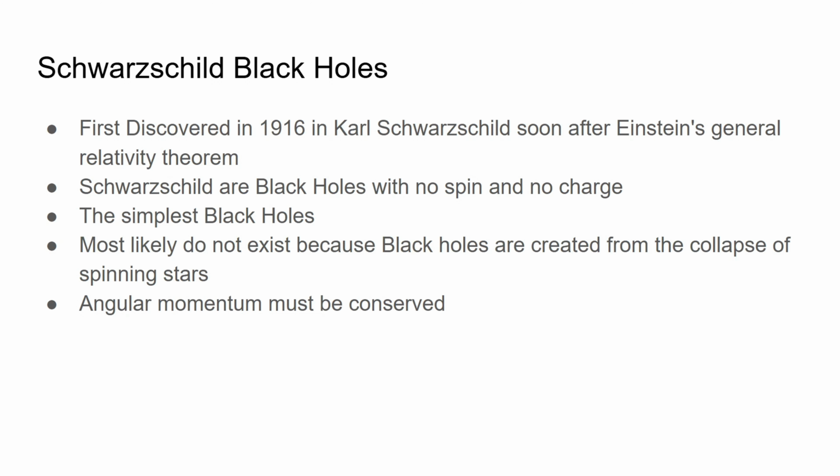Because black holes are created from the collapse of spinning supermassive stars, we all know that angular momentum must be conserved. So when the star goes supernova and condenses and collapses into a black hole, that momentum is still conserved. Therefore, the black hole will continue to spin, and spin even faster than the star did, because it's so much smaller.